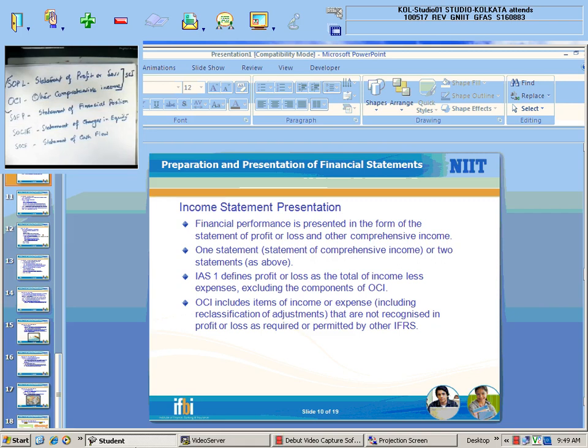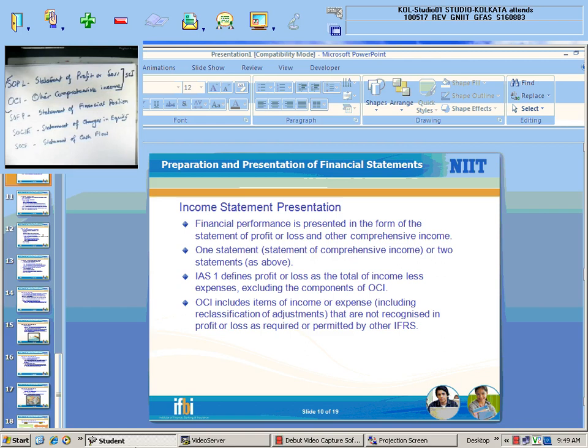IAS 1 defines profit or loss as the total of income less expenses excluding the components of OCI. So unrealized gains or income or unrealized expenses or losses do not go into calculation of profit or loss. Here income means realized income, and expenses means realized expenses, excluding the components of other comprehensive income.